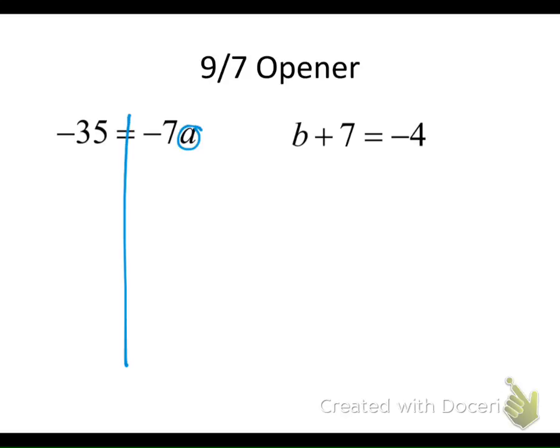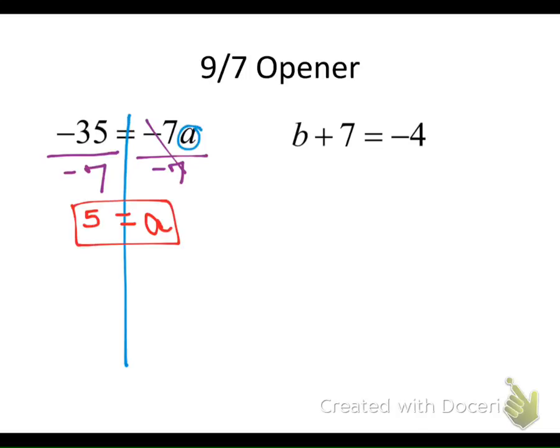Now, how do I solve this first equation? How do I determine what A equals? Eleanor? Yeah, so anytime a number is next to a variable, it means to multiply. Since we're trying to get the variable by itself, we're going to do the inverse operation, which is the opposite. So when I take negative 35 divided by negative 7, what do you end up with? 5. Then box your answer.